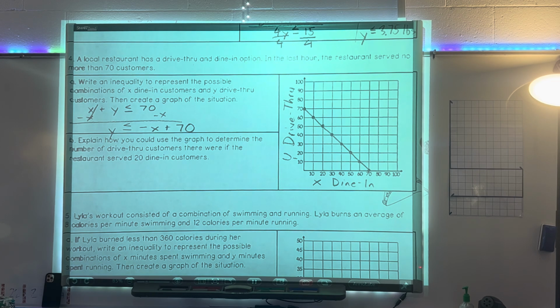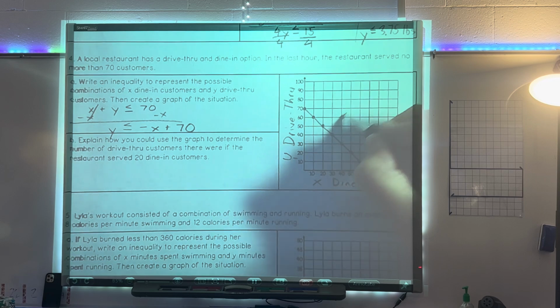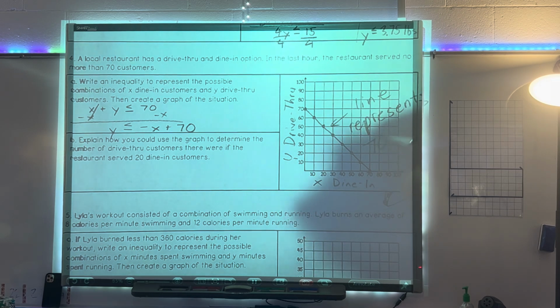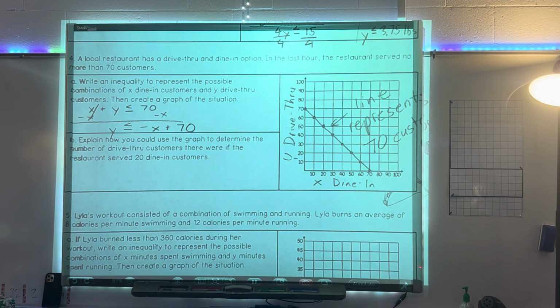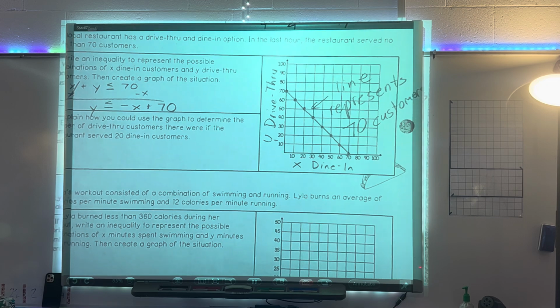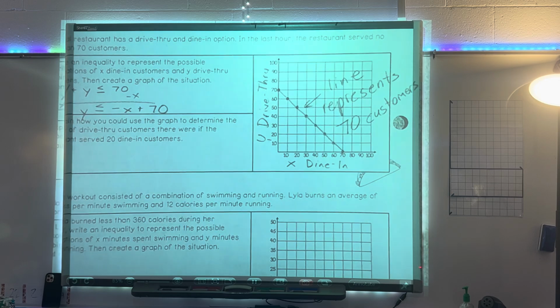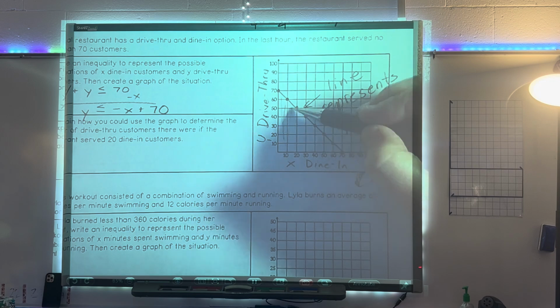So what does my line represent? Anybody have an idea what my line represents? The slope. It's not the slope. It's like the number of people leaving. Okay, the line represents my number of people, my 70 customers, because this one specifically says 70, right? So it represents my 70 customers. Are we all right with that? Yes, ma'am. Okay, now where would I shade this graph? Below. So my shading is all down in here.